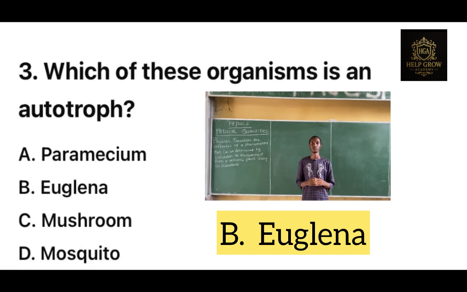In sunlight, it can use chlorophyll to make its own food. In darkness, the Euglena can absorb nutrients from its environment like animals. On the other hand, paramecium and mosquitoes are heterotrophs. Mushroom is a saprophyte. It feeds on dead and decaying organic matter, not an autotroph.